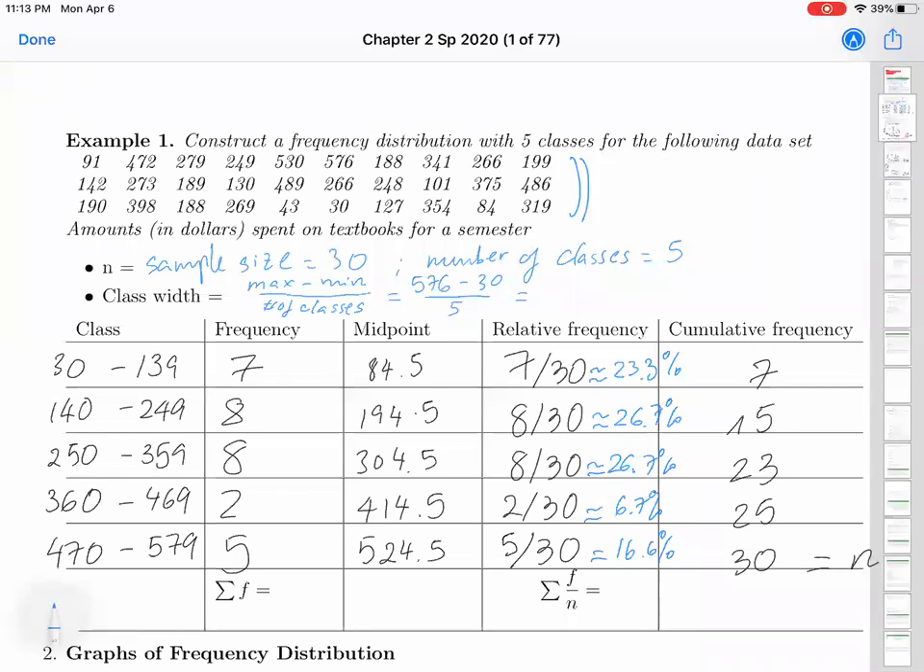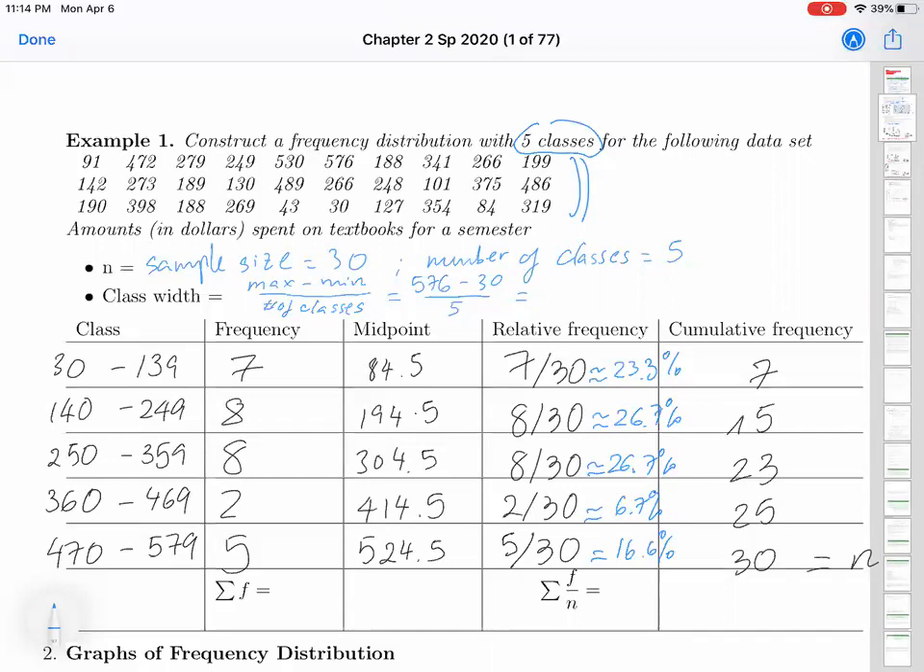And then your goal is to construct a frequency distribution with 5 classes for this data set. So this is a data set representing 30 data points of the amount of money in dollars students spend on textbooks for a semester or for a quarter. All right, first I want to find the sample size. So the sample size is 30. And the number of classes is 5, right?